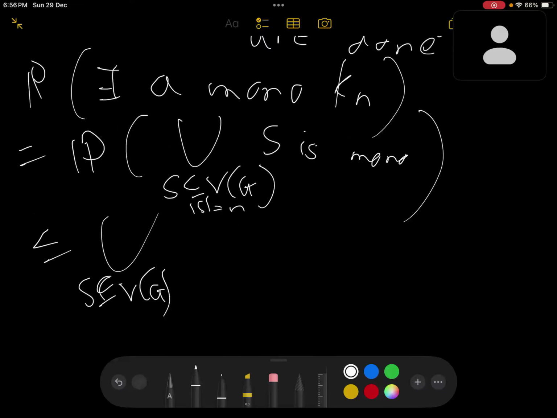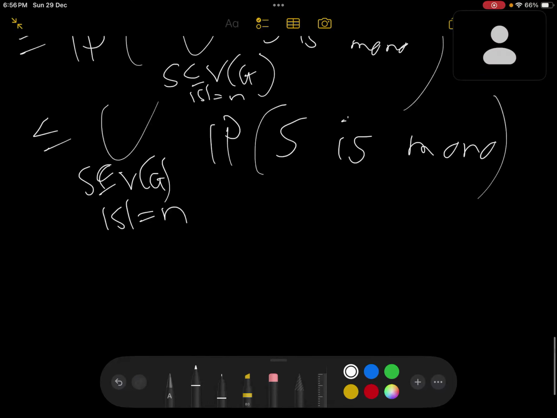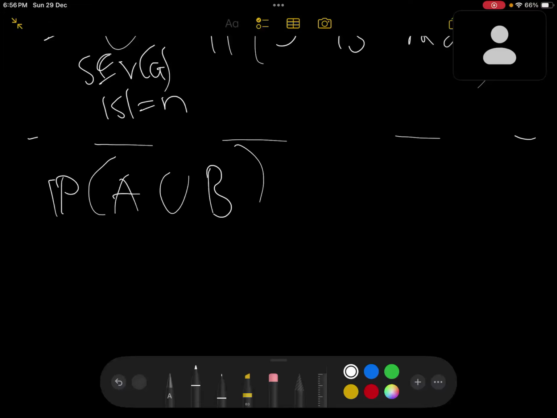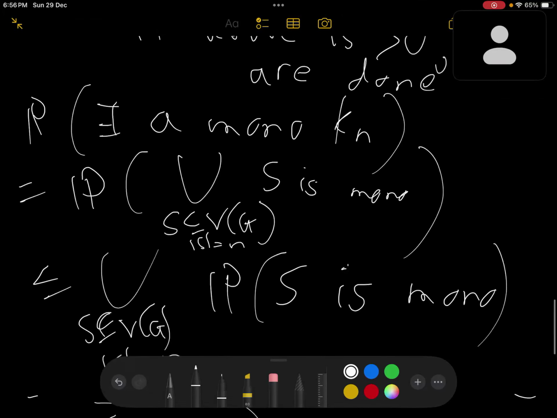Have you seen the union bound before? No. Okay. So what it basically says, a digression: the probability of A union B is less than or equal to the probability of A plus the probability of B. Okay, that seems simple. Yeah, A union B will have some intersections, so the probability of this would certainly be less than the probability of this. That's what I've used.